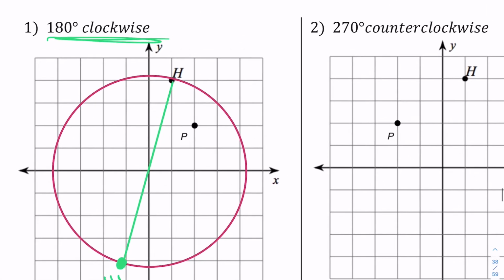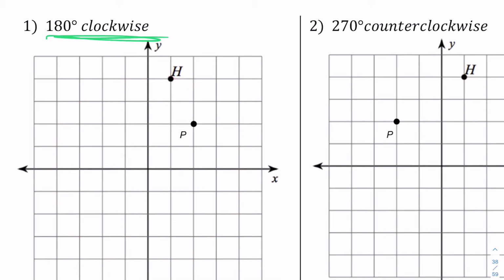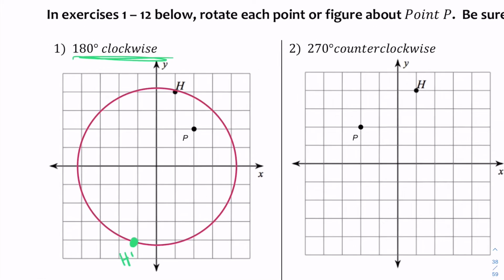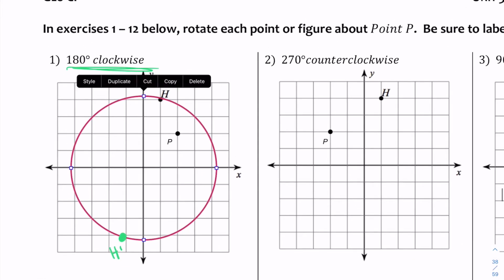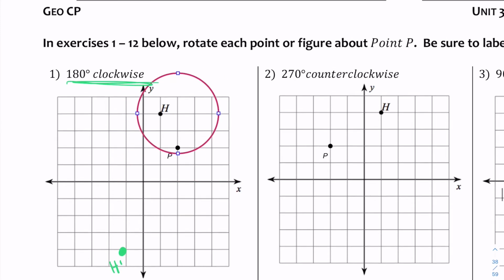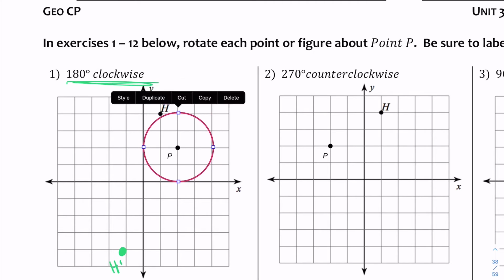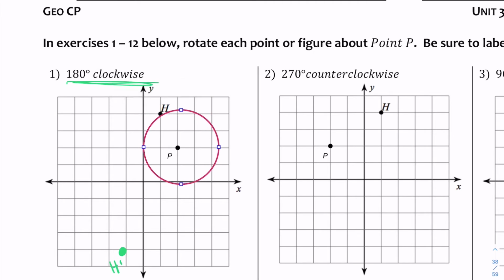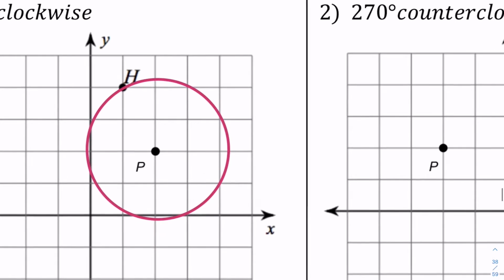But unfortunately, we can't use the origin because we're using point P. So that readjusts everything that I have. This circle now becomes centered over at point P, which is right here. So 180 degrees ends up putting H through this center now over to here.